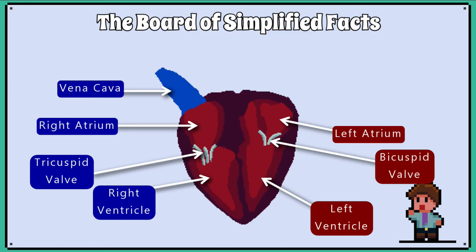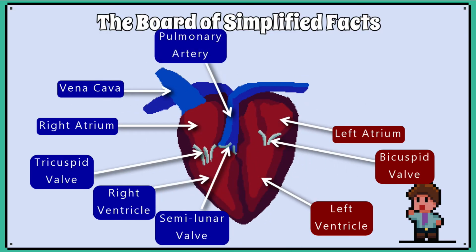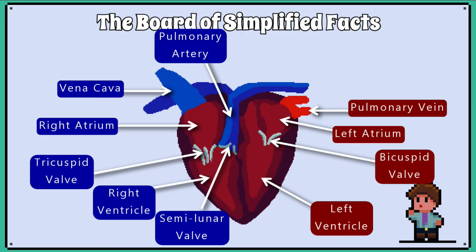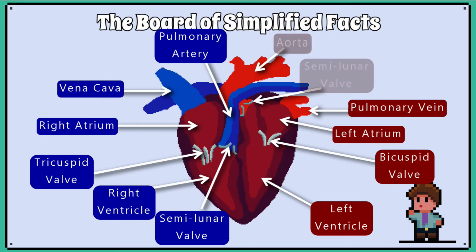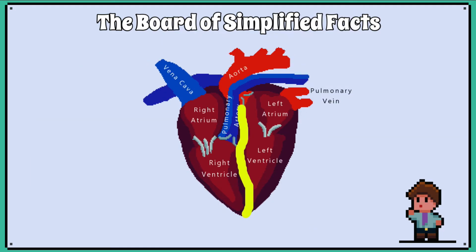The vein coming from the body and into the right atrium is called the vena cava. The artery leaving the right ventricle is called the pulmonary artery, and it has a semilunar valve. The vein coming back to the left atrium is called the pulmonary vein. The artery leaving the left ventricle is called the aorta and has a semilunar valve too. The heart is split in the middle, so that the blood in the right side of the heart does not mix with the blood in the left side of the heart.